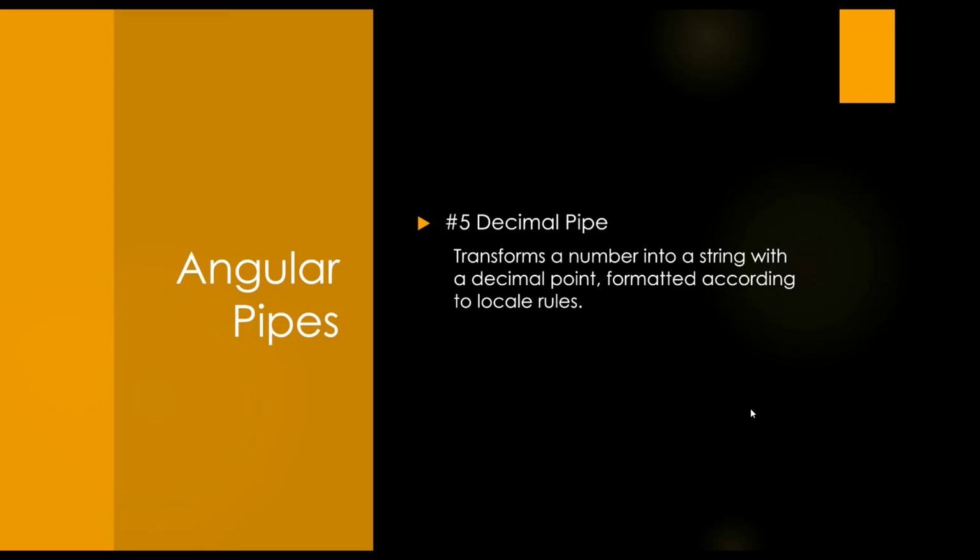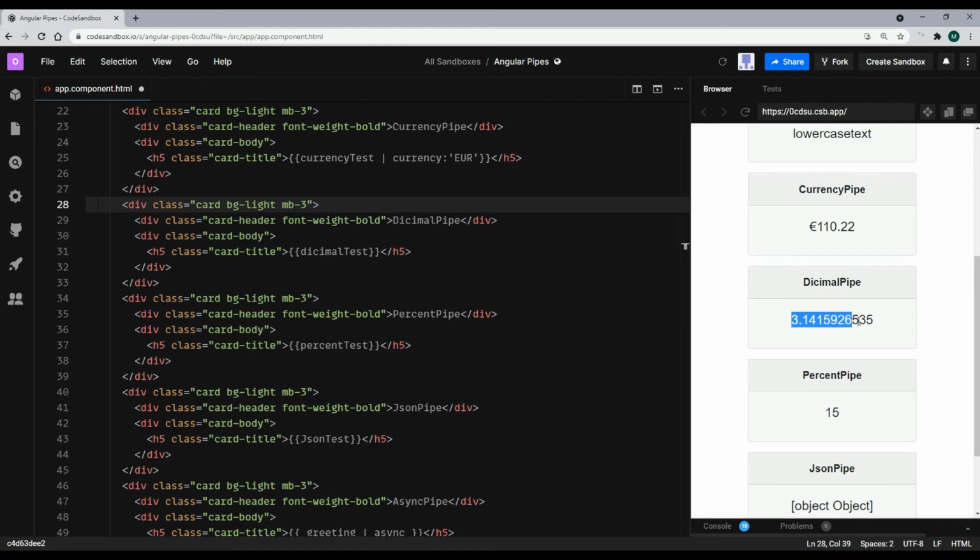Number 5, decimal pipe, transforms a number into a string with a decimal point. We have here a number with a decimal. So let's say we want to shorten the length of this number. We could easily do that by adding in number. And by default, this is what it'll give you. But let's say you want to shorten it some more, we could easily do that by adding in a parameter.